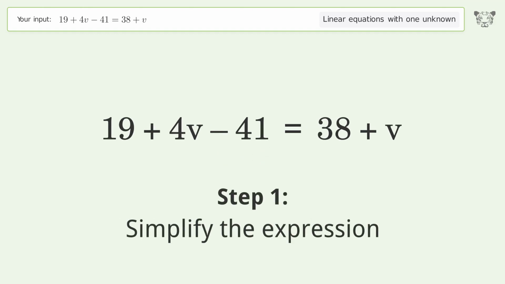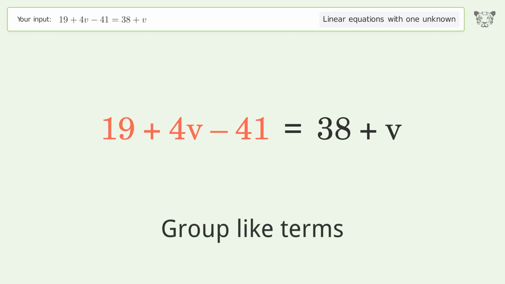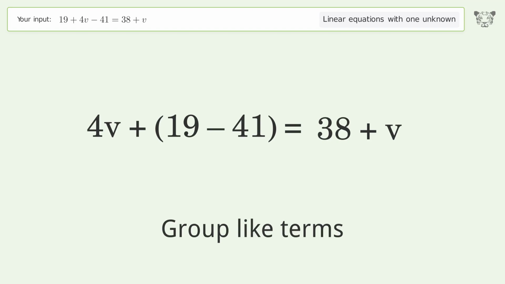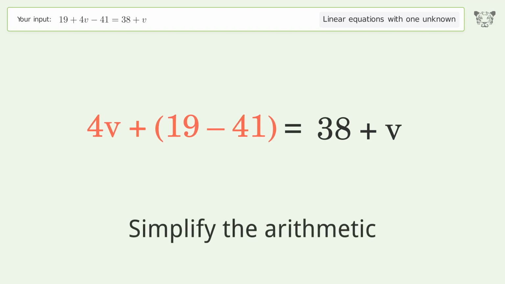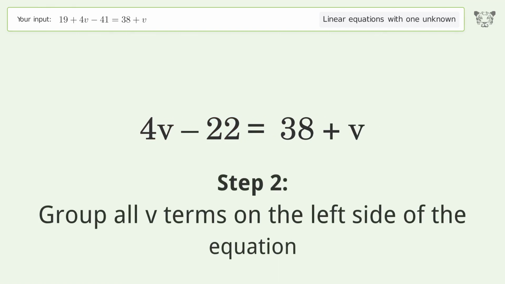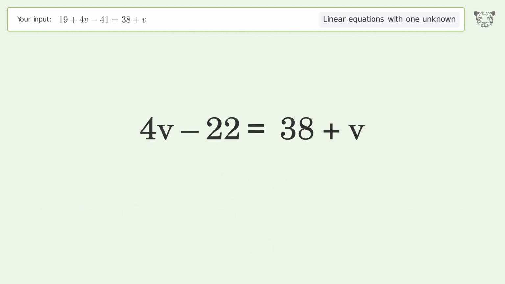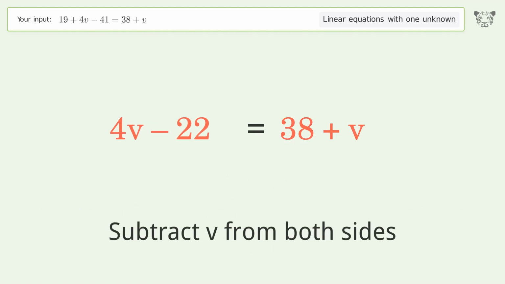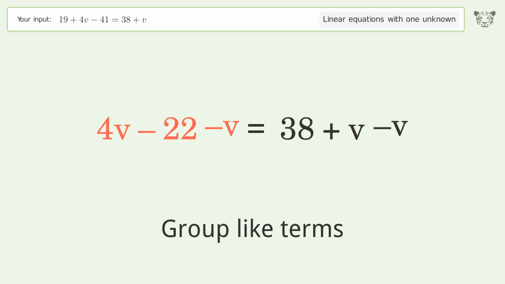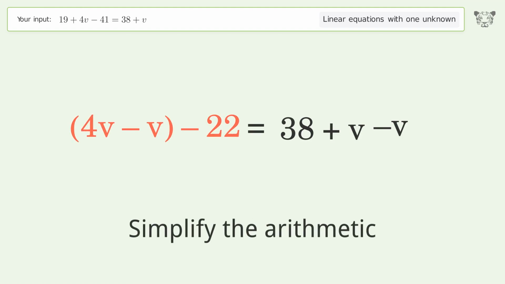Simplify the expression. Group like terms. Simplify the arithmetic. Group all v terms on the left side of the equation. Subtract v from both sides. Group like terms. Simplify the arithmetic.